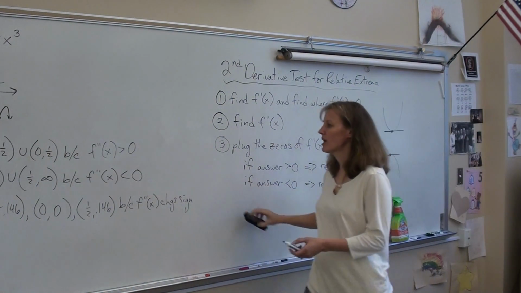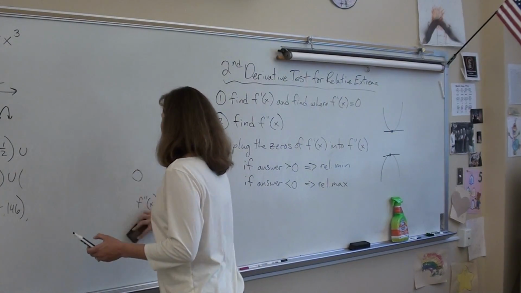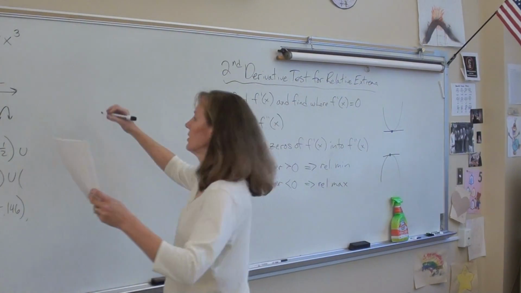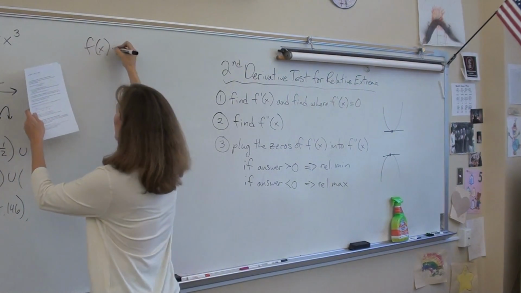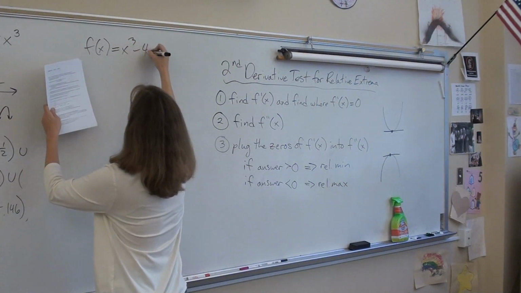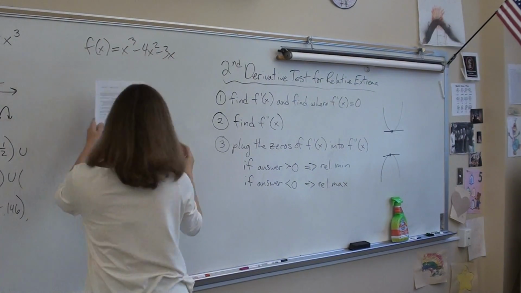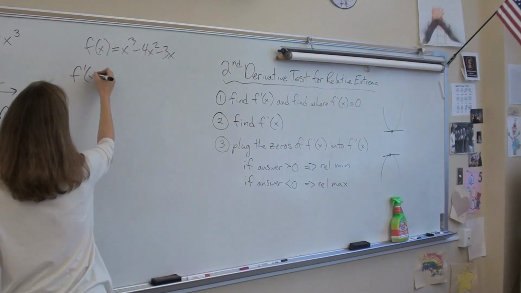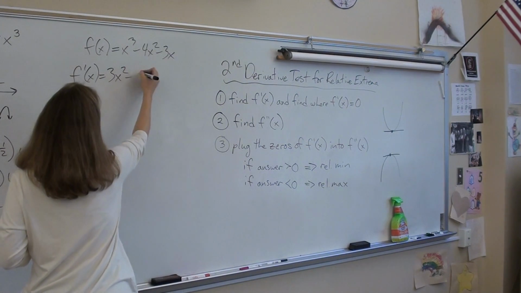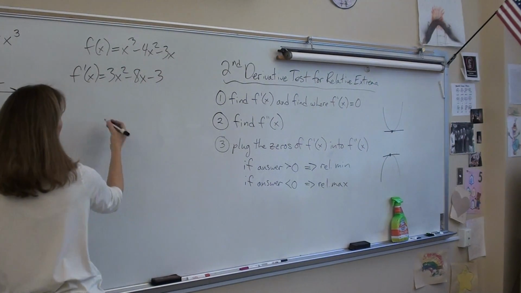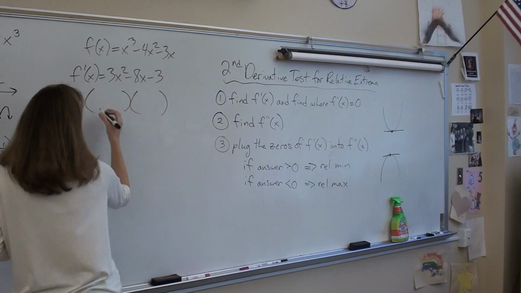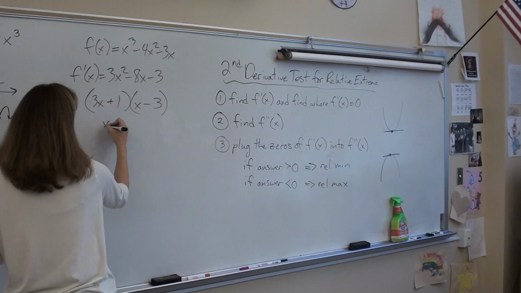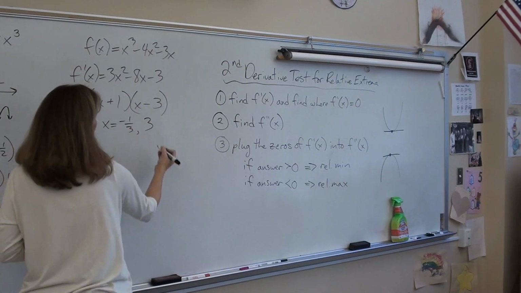Now, in 2 seconds, the bell is probably going to ring, but I'm going to do a 2-second example for this. So we're going to find the relative extrema for f of x equals x cubed minus 4x squared minus 3x. Here we go. F prime: 3x squared minus 8x minus 3. Factor: 3x and x, and 3 and 1, minus and plus. x is negative a third or 3.